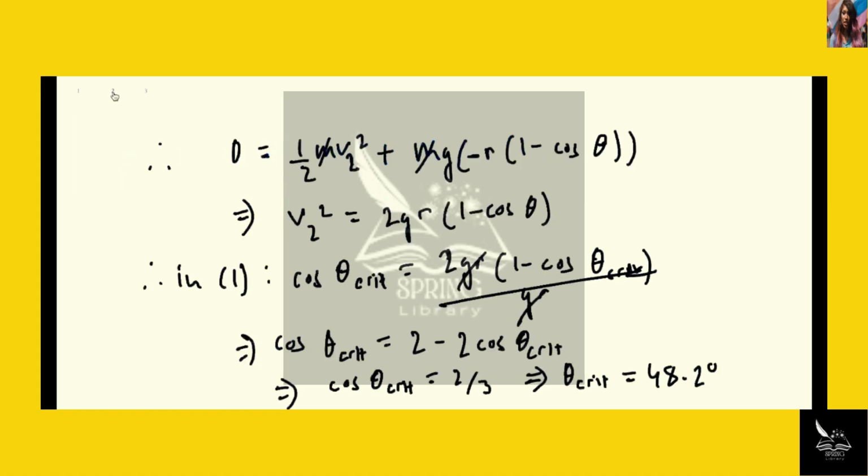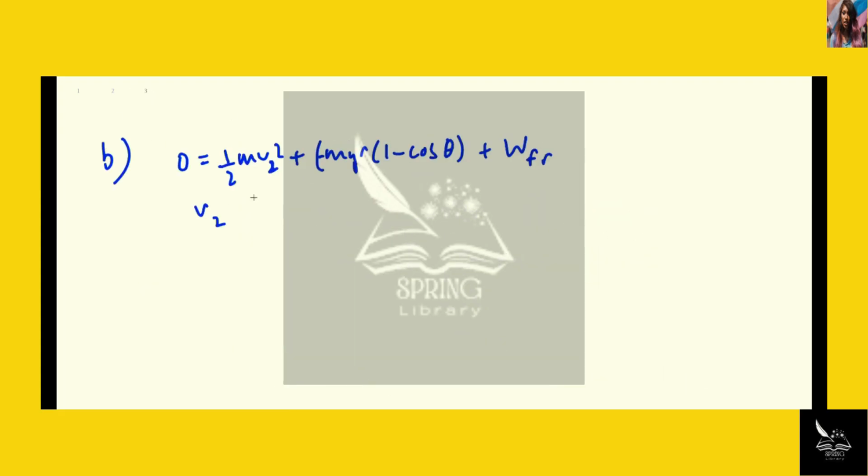All right. And finally, in part B, you want to know what happens when friction force is added. When friction force is added, you have that 0 equals 1/2 mv2 squared, the kinetic energy, plus the potential energy, plus work done by friction. And so whatever this v2 is, there will be a subtraction in the v2 term due to work done by friction. And so v2 decreases as a result.